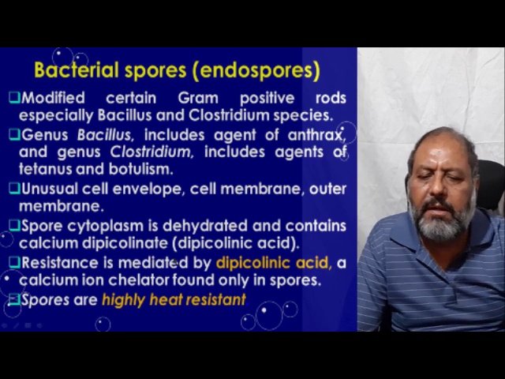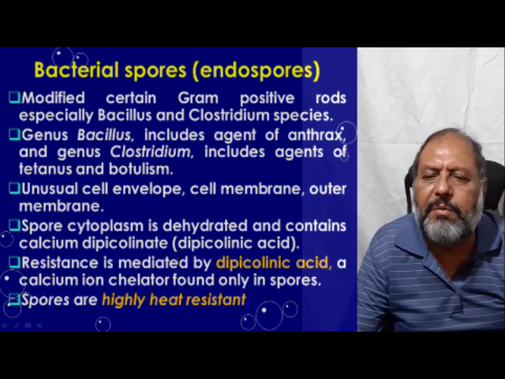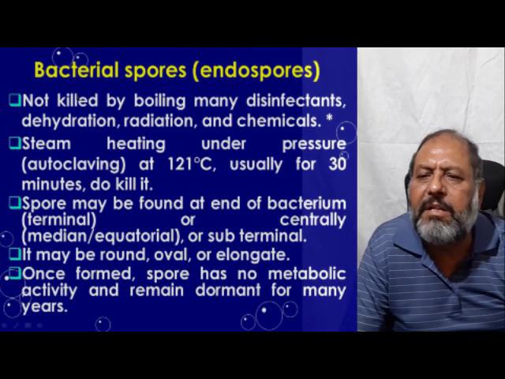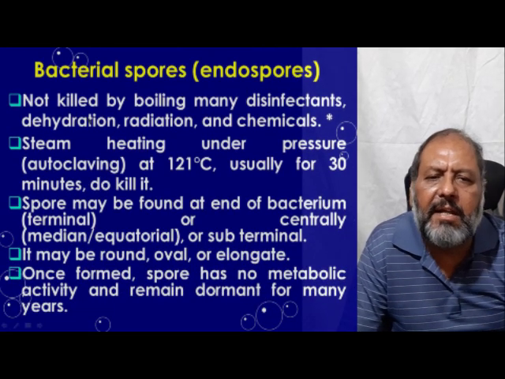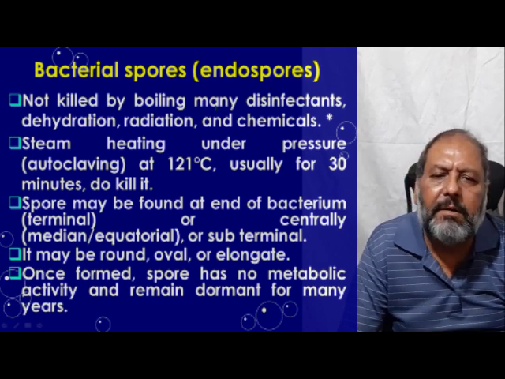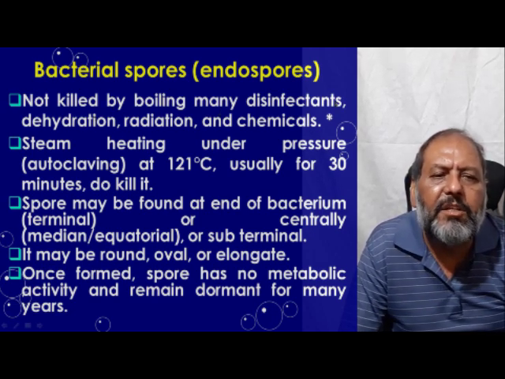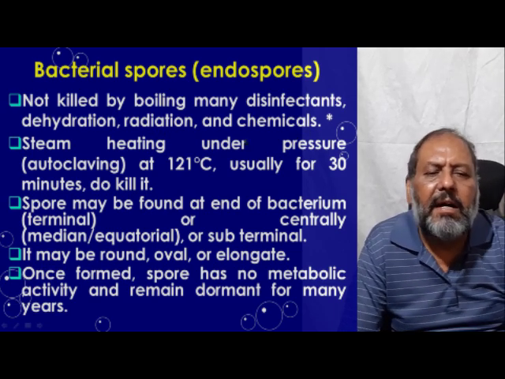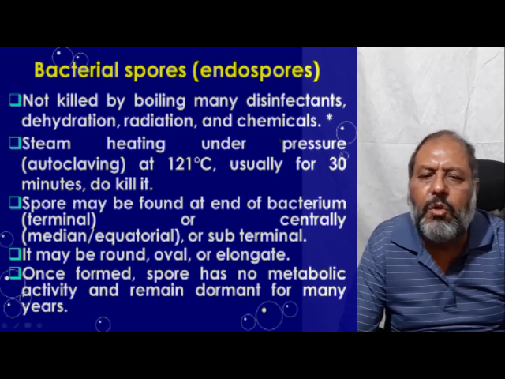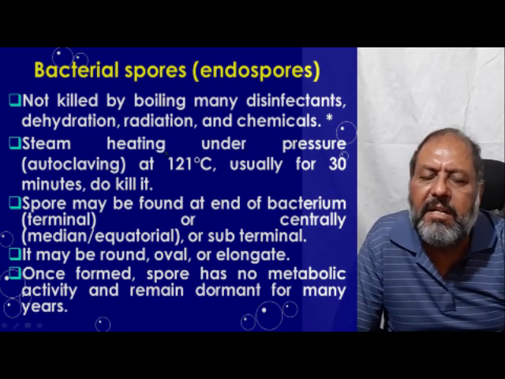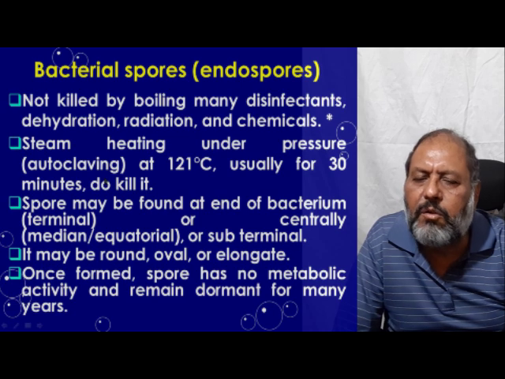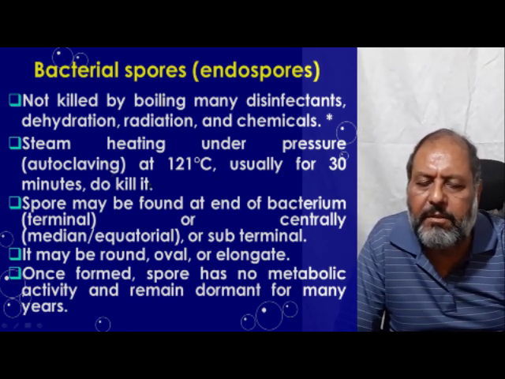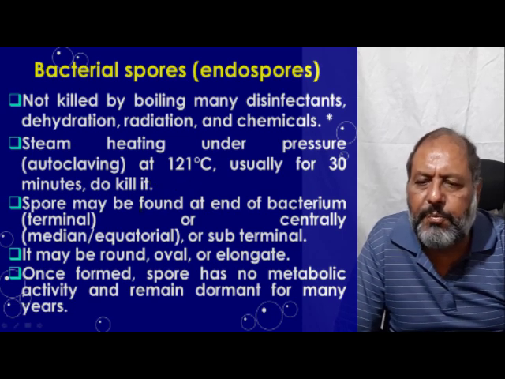And these spores are highly heat resistant because of their very tough cell wall. Bacterial spores are also called endospores. These are not killed by boiling, and many disinfectants, dehydration, radiation, and chemicals also cannot destroy them. To destroy them, we have to use steam heating under pressure, autoclaving, at 121 degrees centigrade, usually for 30 minutes, which kills all these spores.